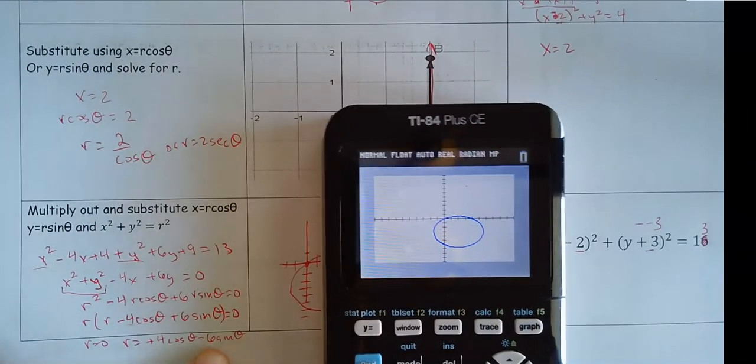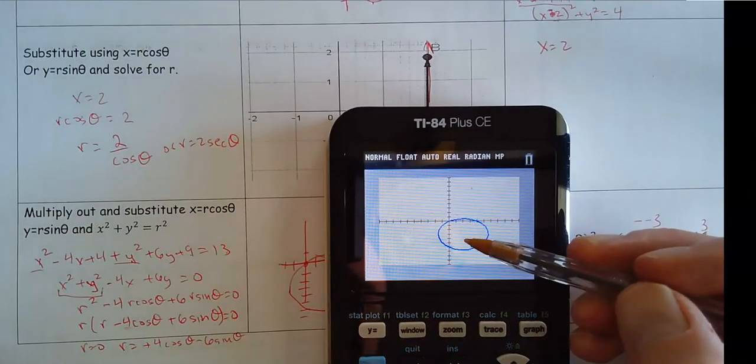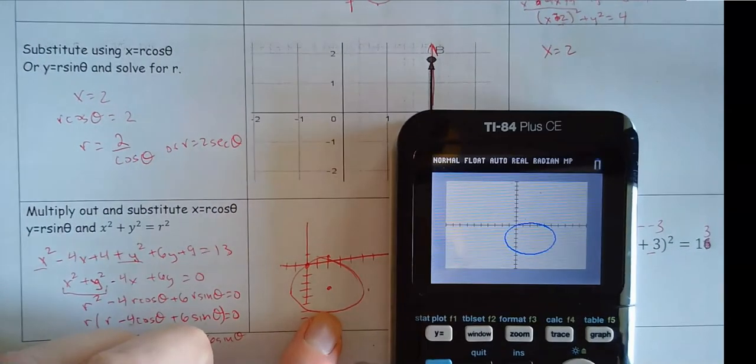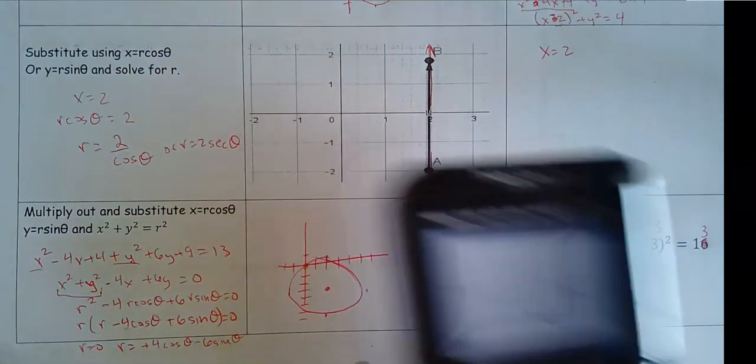You'll see it is a circle. The center is at 2, -3, and it goes through the origin, and that's everything I just graphed right here. So they're the same thing. Okay, so I'll flip this guy over.